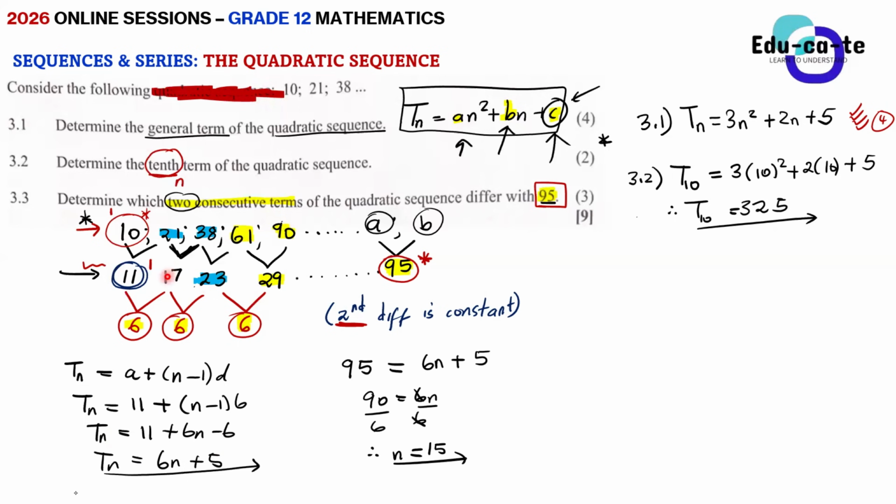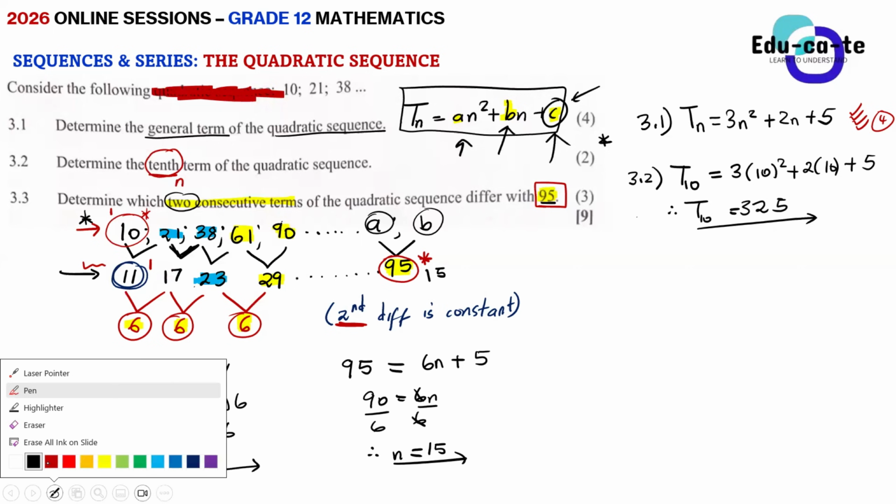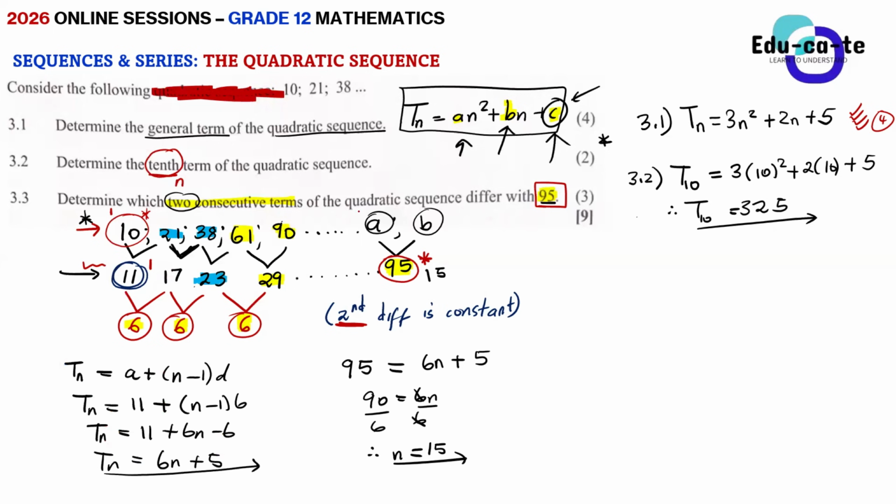Let me try to put it in a sense. Since this 95 is position 15 on the arithmetic sequence, it means A must be position 15 on the quadratic sequence. Do you guys see that?